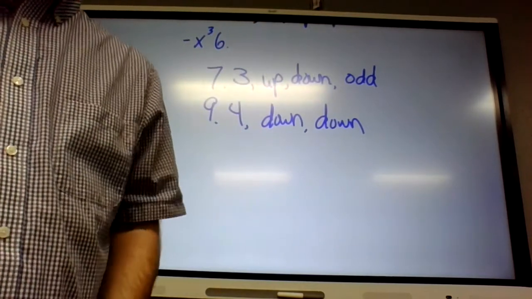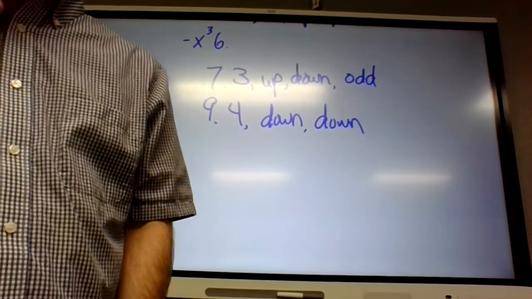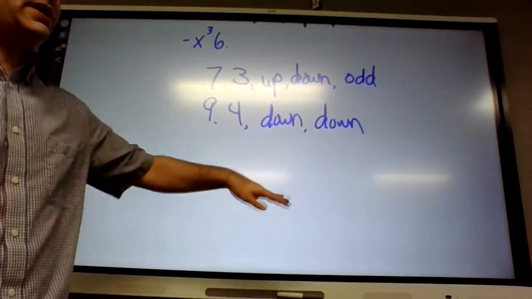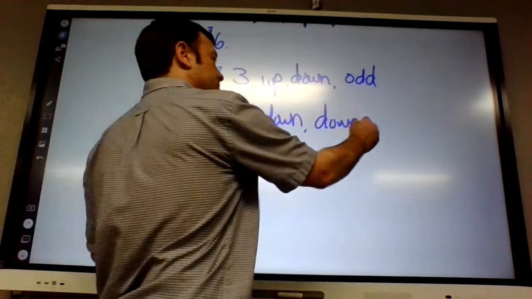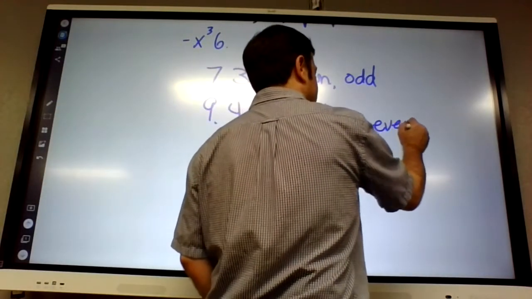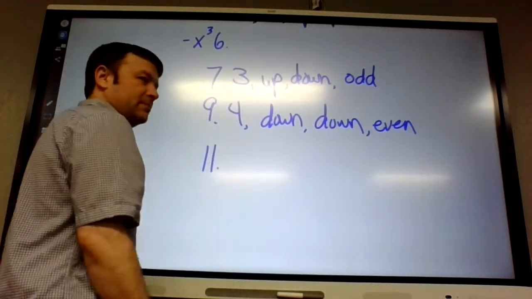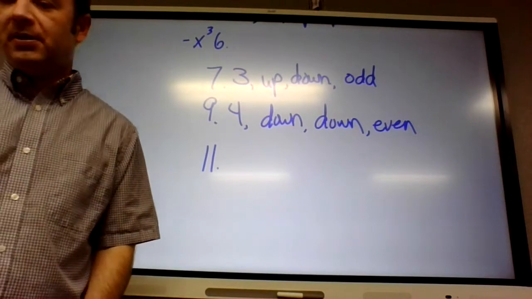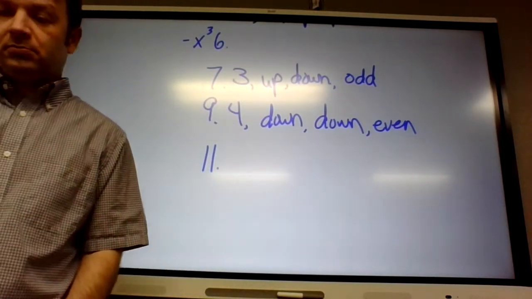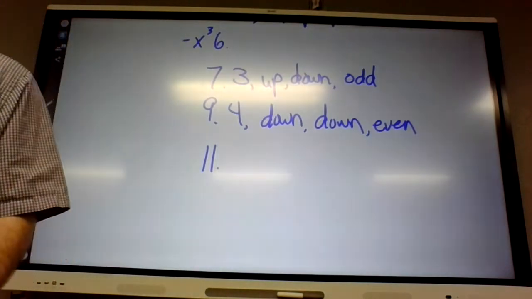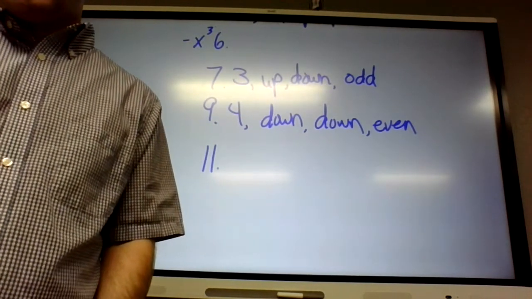All right. What are we doing? Oh yeah. So since it goes down, does that have to be an even or an odd degree? Wait, why is it? Even powers always go up, up, or down, down on their end behavior. All right.